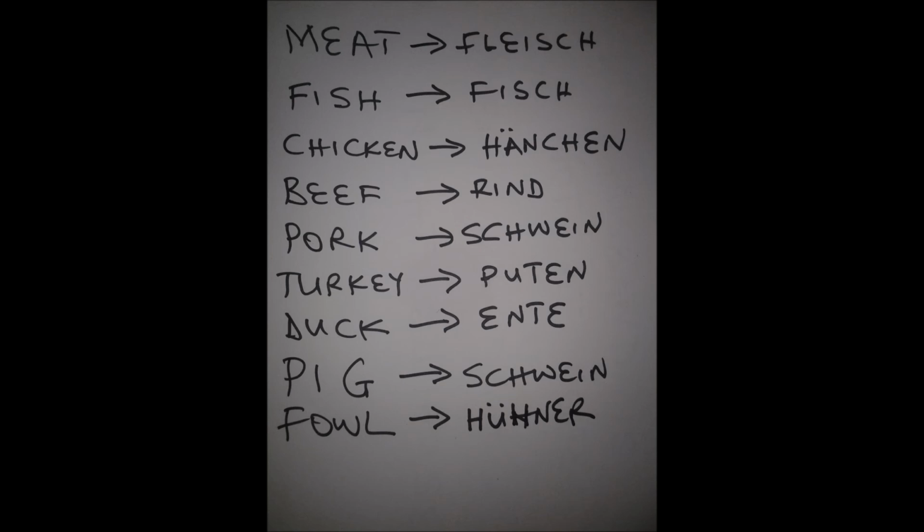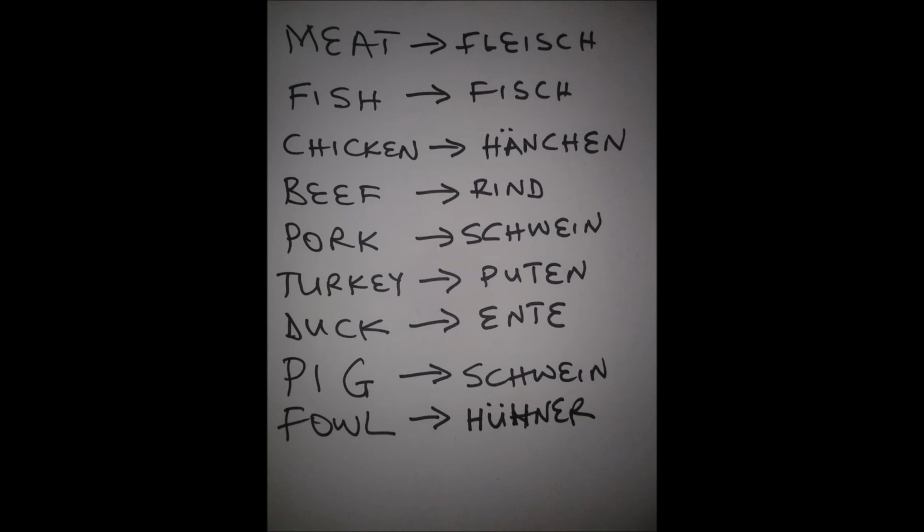Then, please take note of this. Soup is Suppe. And fowl, that's the one at the end. Fowl is Huhn. Then the plural is Hühner. One is Huhn. So since Suppe is soup and Huhn is fowl, soup fowl is Suppenhuhn. Sorry, I didn't write this. So Suppenhuhn. That is the soup chicken.